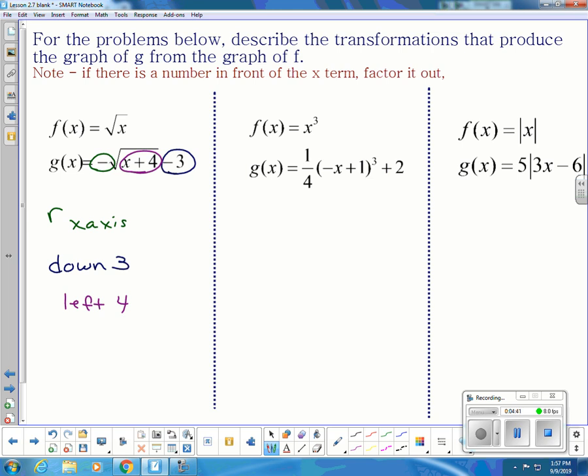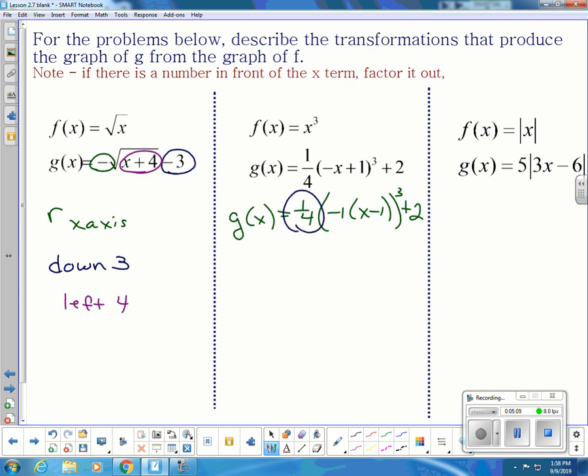Now, if you have a number multiplied to your x that is not a 1, you need to factor that out. Okay? So this guy here technically has a number in front of the x. What is that number? -1. So I'm going to factor it out. And then I'm going to start pulling.